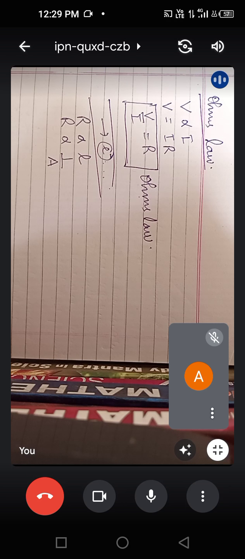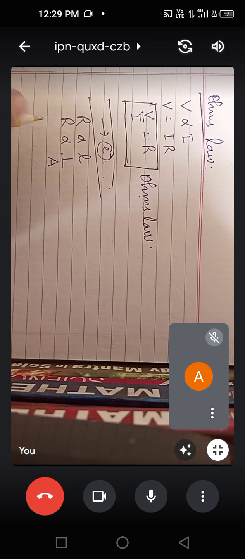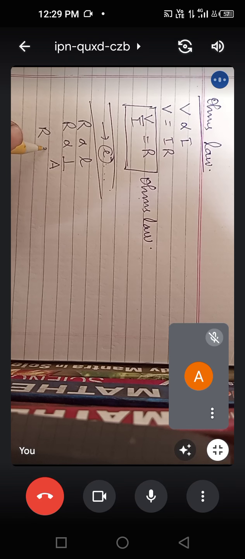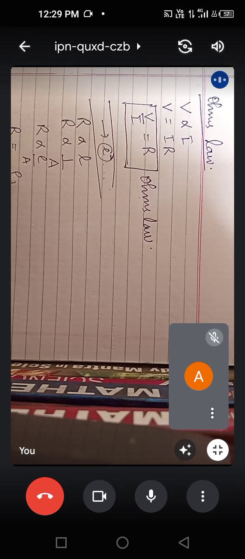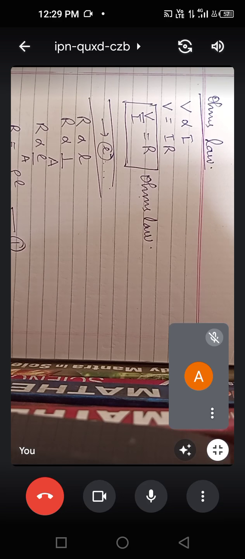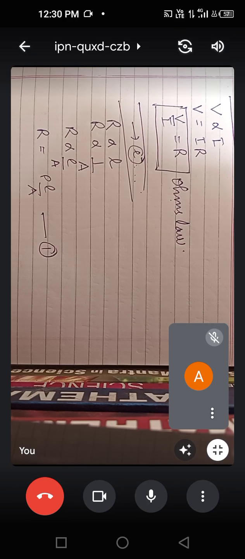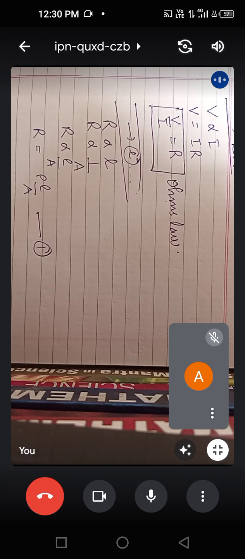So resistance depends on two factors. The first is the length of the conductor. The second is that it is inversely proportional to the cross-sectional area. If you combine both of them, then R is proportional to L by A. And if you keep a constant here, then R is equal to rho times L by A, where rho is called specific resistance. Note down all this in your notebook.